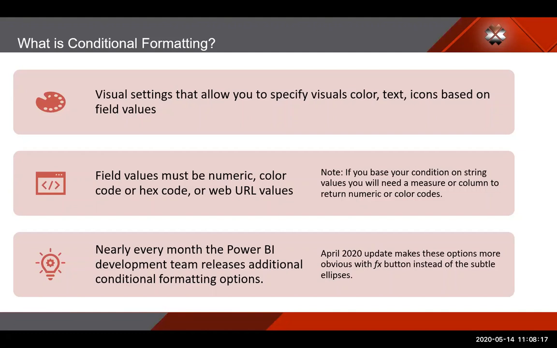The field values must be numeric, or if you're returning text, it should be like a color code or a hex code. And they also have returning web URI values to recognize URLs. But if you're basing your condition on a string value, you need to somehow translate that string value into a numeric or color code. What I mean by that is if you're returning a yes or a no, and you need to conditionally format based on that, you're going to want to change that to returning a 1 or a 0. So that's what I mean by returning numeric codes.